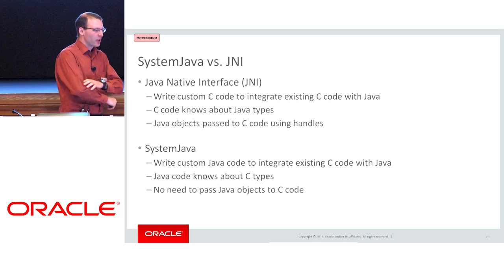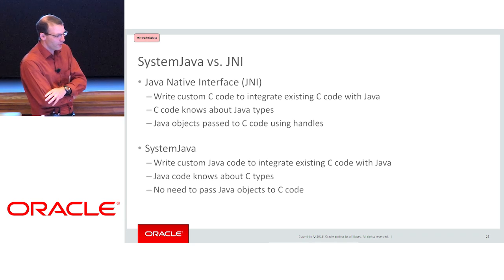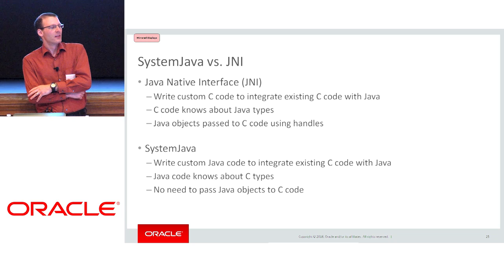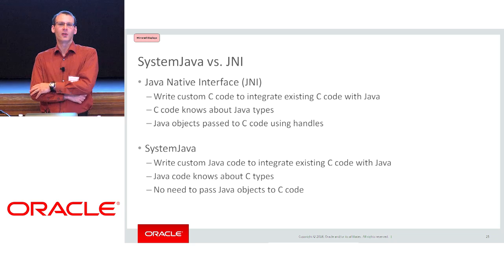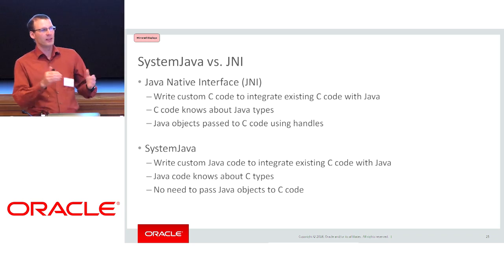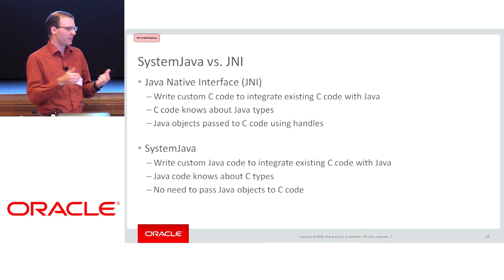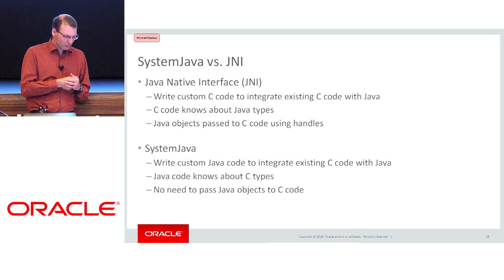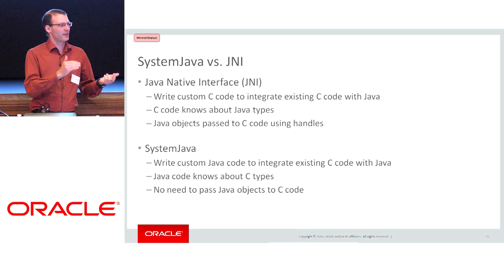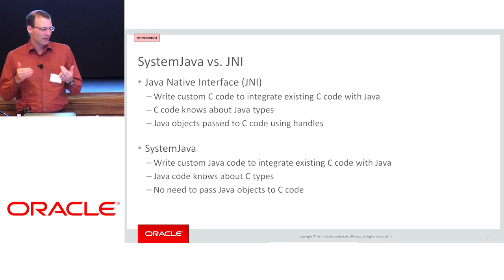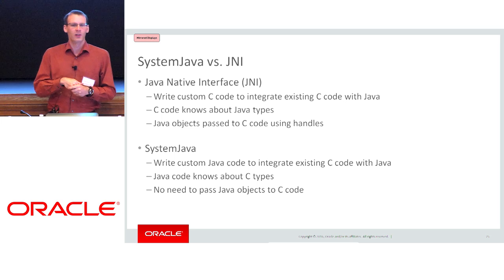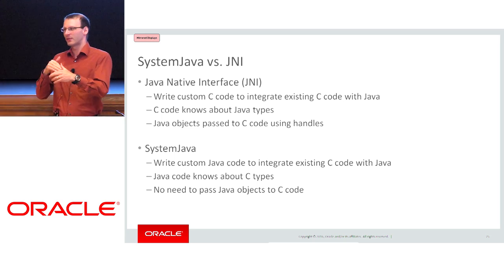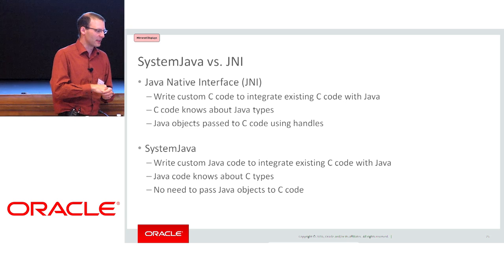What is the difference between system Java and JNI? The difference is that with JNI, you write custom C code. So when you interface from Java to C, you have to write C code wrappers. The C code knows about your Java types, and Java objects are also passed to the C code, which means you have to wrap them in handles, and that makes things complicated because now the garbage collector has to correctly traverse these handles.